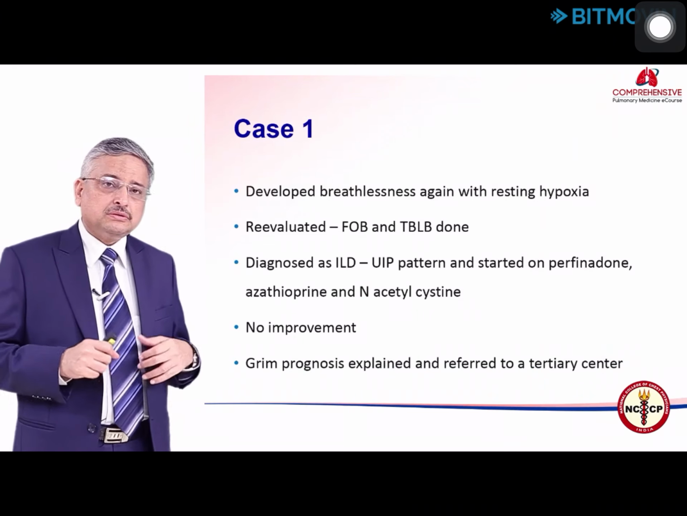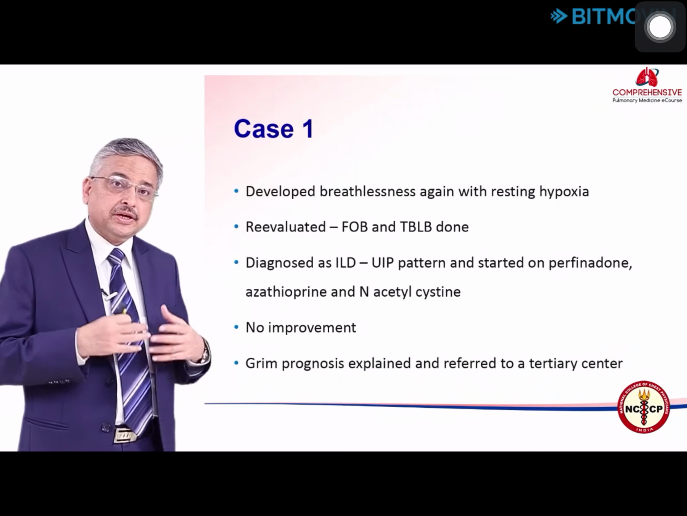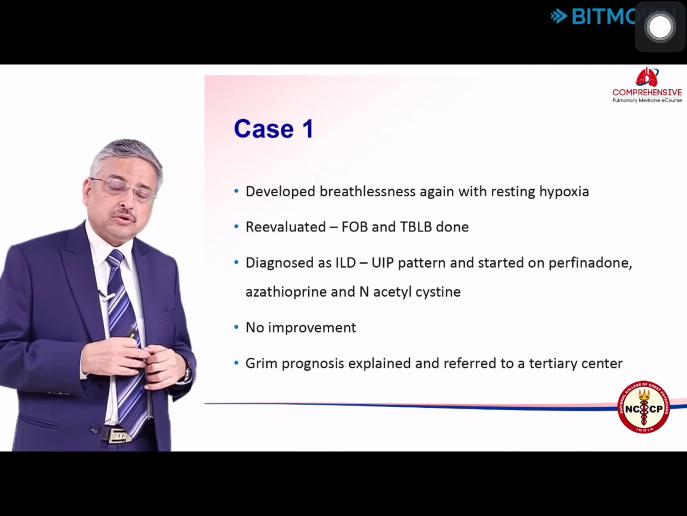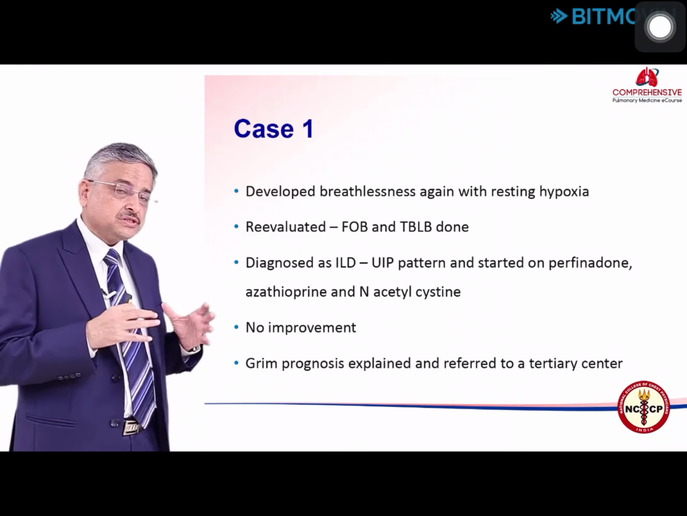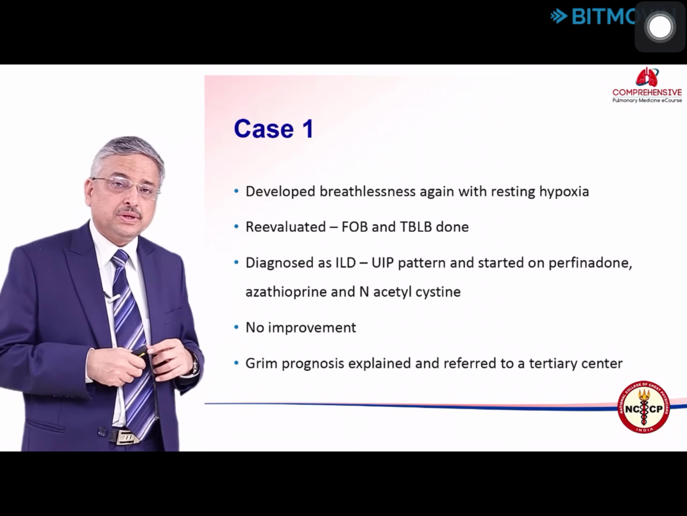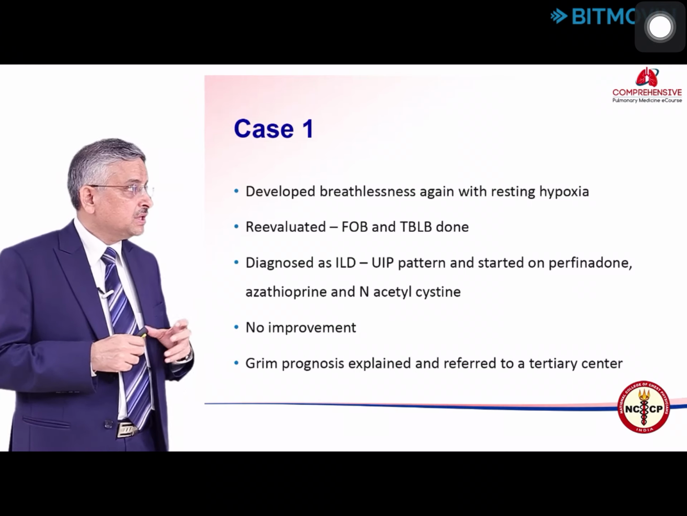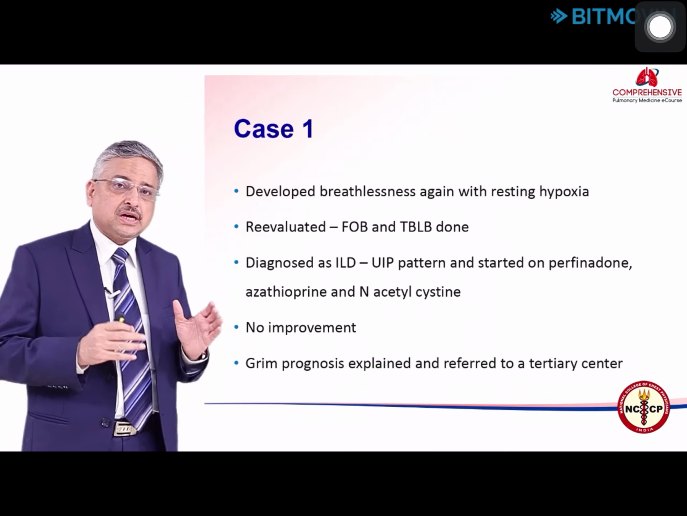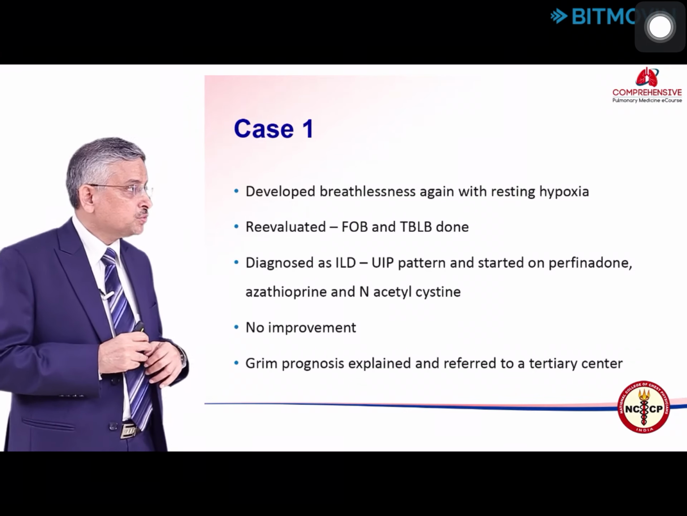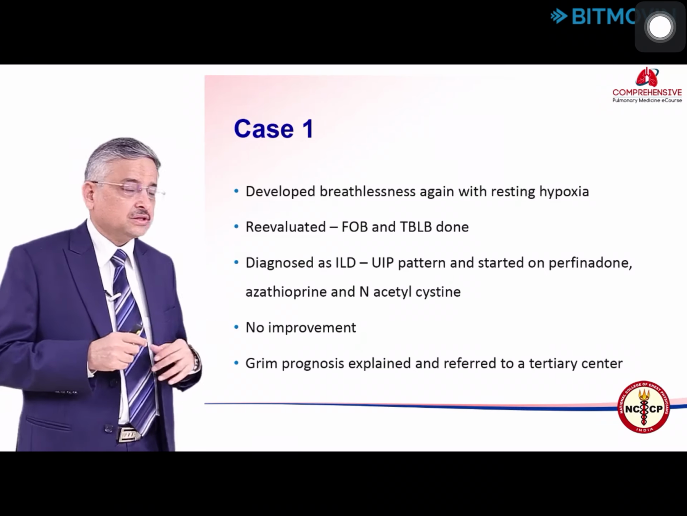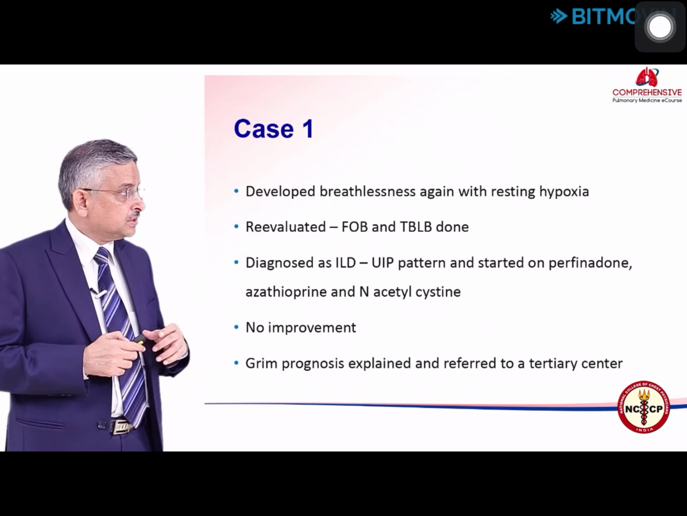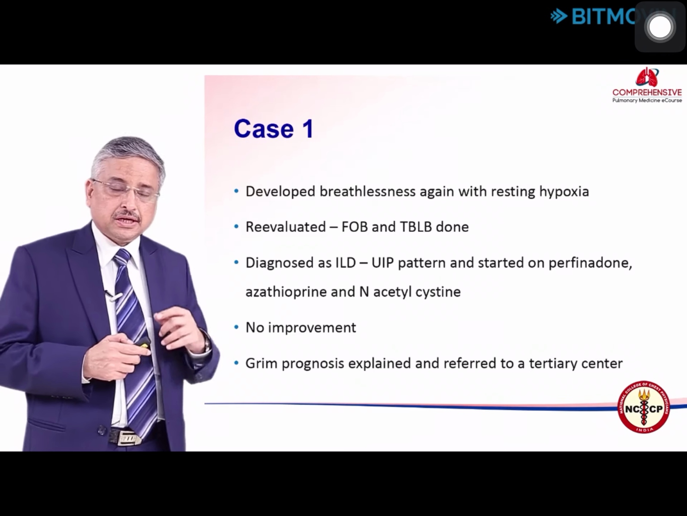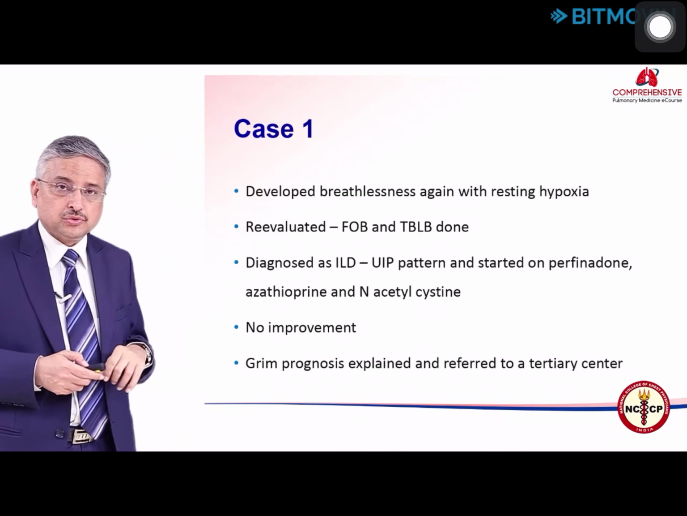This patient, however, did not totally become all right. He again started having breathlessness, which was initially on exertion and then again on rest. He was this time re-evaluated by another physician, where a bronchoscopy and a transbronchial lung biopsy were done. The TBLB was reported as a UIP pattern, and therefore he was diagnosed as IPF, idiopathic pulmonary fibrosis, and started on pirfenidone, azathioprine and N-acetylcysteine. There was no improvement. He was told that he has a grim prognosis and referred to a tertiary care center, and he was actually told that he has just 3 to 5 years to live.